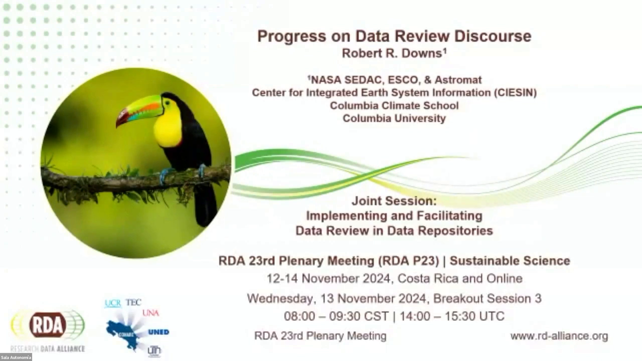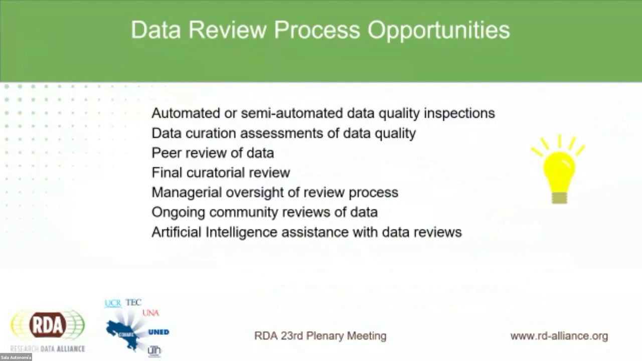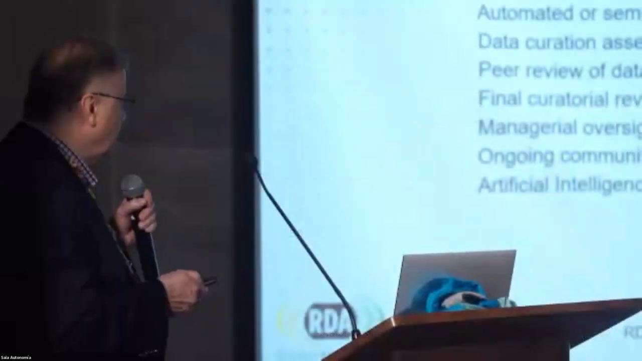With that, I'm going to talk about the progress on the data review discourse. And basically, we could talk about various topics such as automated or semi-automated data quality inspections, data curation assessments, looking at data quality, peer review of data, final curatorial review, managerial oversight of the review process, ongoing community reviews of data. And then I want to touch on artificial intelligence assistance with data reviews, because that's a new opportunity for us.